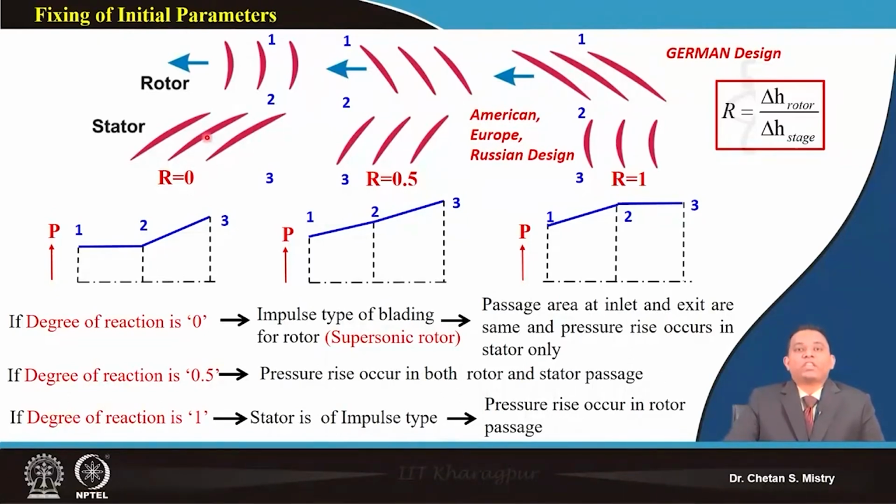When the degree of reaction is 50%, the diffusion work is divided between rotor and stator. We can say 50% diffusion is done in the rotor and 50% diffusion is done in the stator. When we talk about 100% reaction, we realized that the whole diffusion happens only in the rotor, and the stators are just guiding the flow. So we should not forget all the fundamentals we have learned up till now.